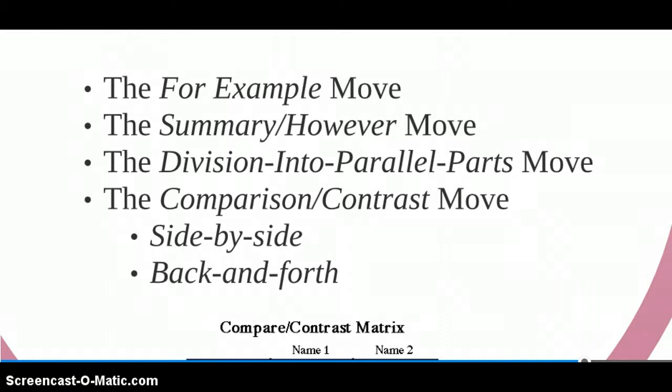Also try the division into parallel parts move. This move occurs when a writer begins with an umbrella sentence that forecasts the structure and creates a framework, then transitions using signal phrases and an echo-like grammatical structure to move from one part of the framework to the next. This move can be used within a single paragraph, or it can control larger stretches of text in which a dozen or more paragraphs may work together to complete a parallel series of parts.